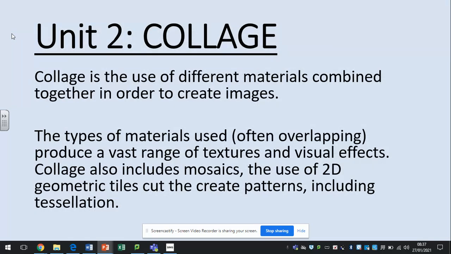So Unit 2, my apologies, is going to be on collage. Collage is the use of different materials combined together in order to create different images. The materials used are often overlapping and placed over the top of each other, producing a vast range of textures and visual effects. Collage includes mosaic and the use of 2D geometric tiles cut to create patterns, including tessellation, which is an aspect of maths, geometry and maths.